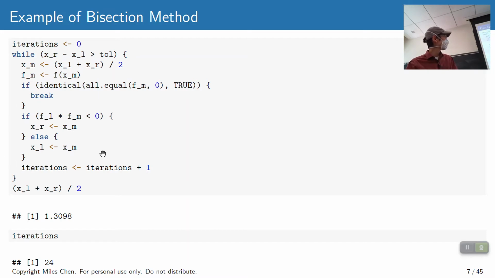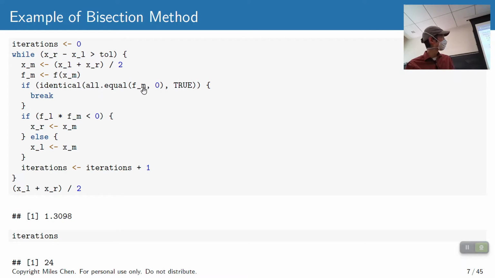And this is basically the algorithm. Okay. So we're going to say, as long as x on the right minus x on the left is greater than our tolerance, 10 to the negative 8, keep going. Then we find the midpoint, left plus right divided by 2, and calculate the function at the midpoint. And we're going to say if f at the midpoint is 0, and if that's true, then we'll break. I've got identical, all dot equal, f at the midpoint, 0.